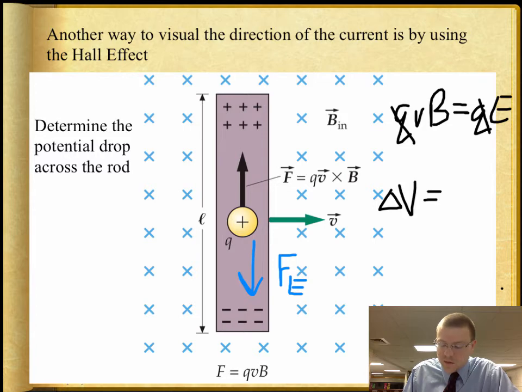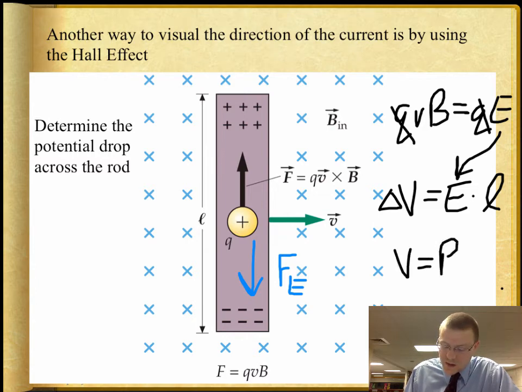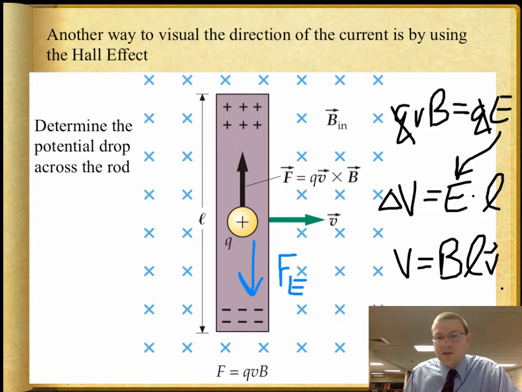remember voltage is electric field times the distance of separation, and the distance of separation here is the length of the rod. So if I put in what the electric field is right here, I get that the induced voltage becomes BLv, the same thing we just derived on the other side. So as long as I know the motion of the conductor, the length of that conductor, and the magnetic field, I can determine the amount of voltage that's created in that rod.